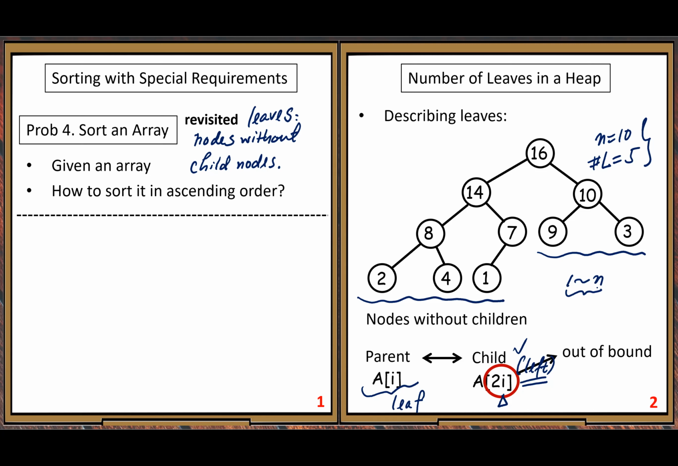Next, out of bound. When you describe this out of bound condition, what do we mean by out of bound? 2i out of bound, okay? When 2i is greater than n, it is out of bound, right? If 2i is less than or equal to n, that's not out of bound. So let us write that. Meaning of no child. What's the meaning of no child? That's the leaf definition, right?